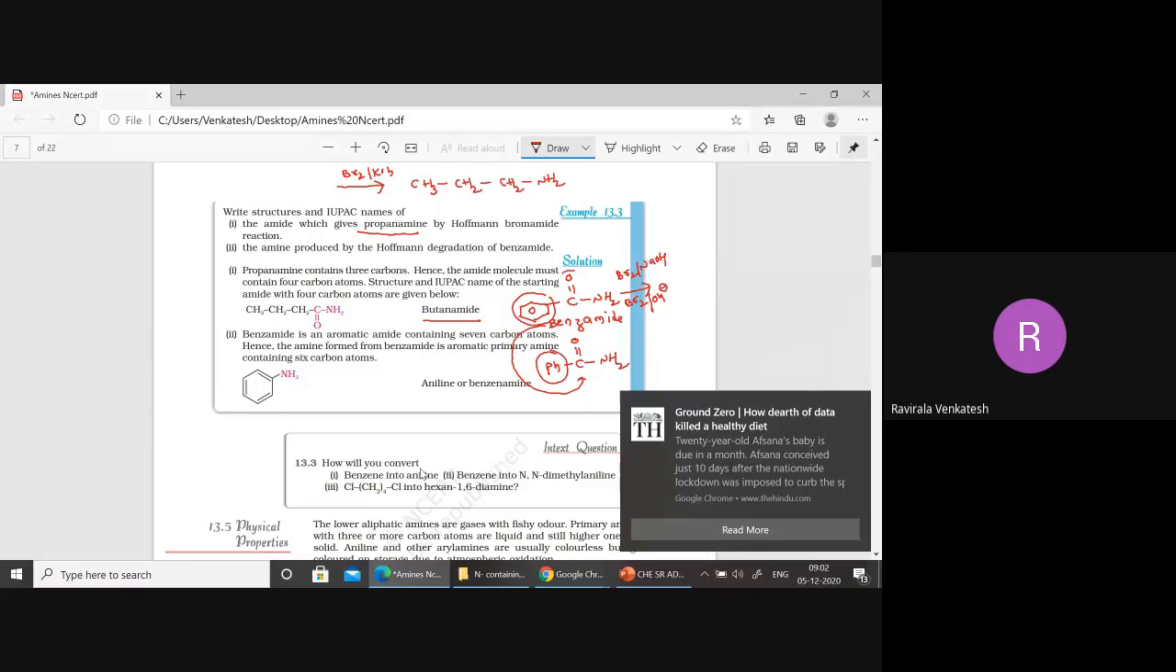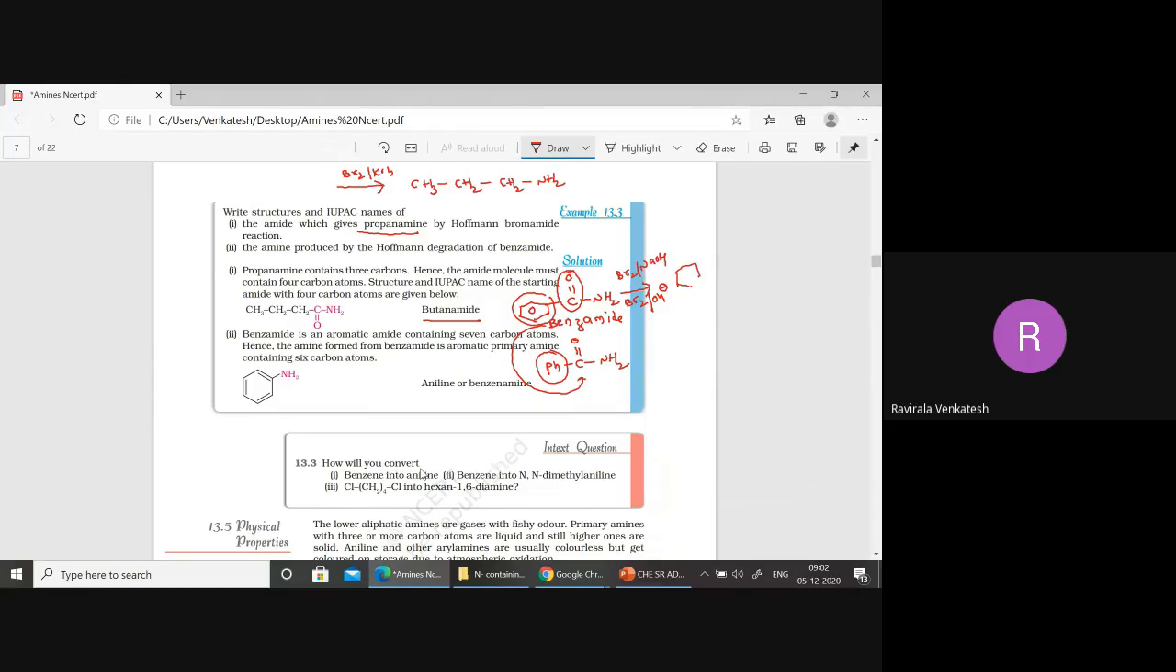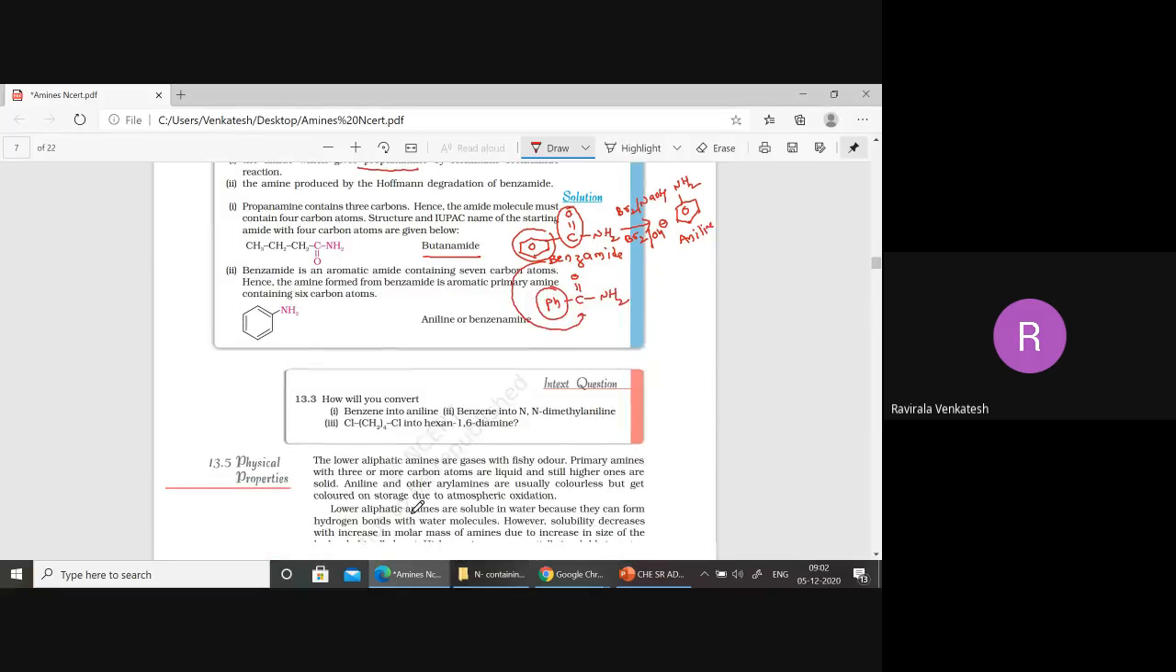Now what we have to do? Remove C double bond O with NH2. What do we get here? The name of the product will be, anybody? Benzenamine, aniline, or aniline simply we can call this. So with this, I have completed all the preparation methods of amines.